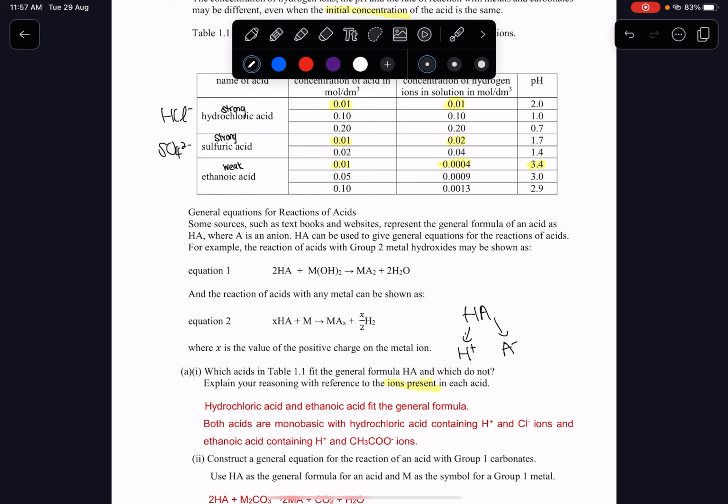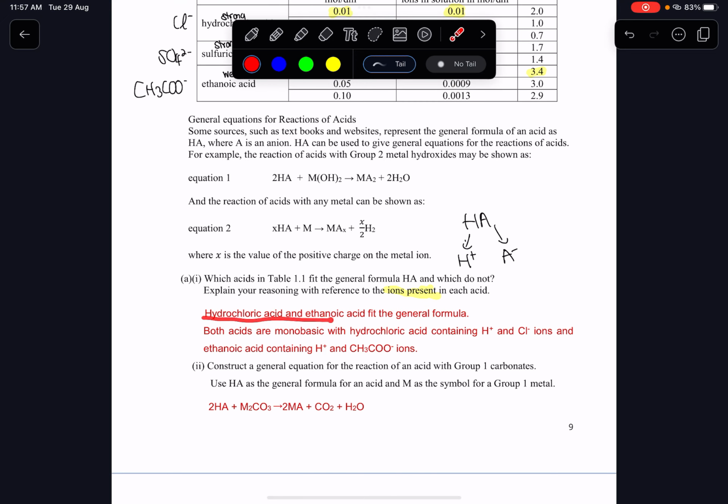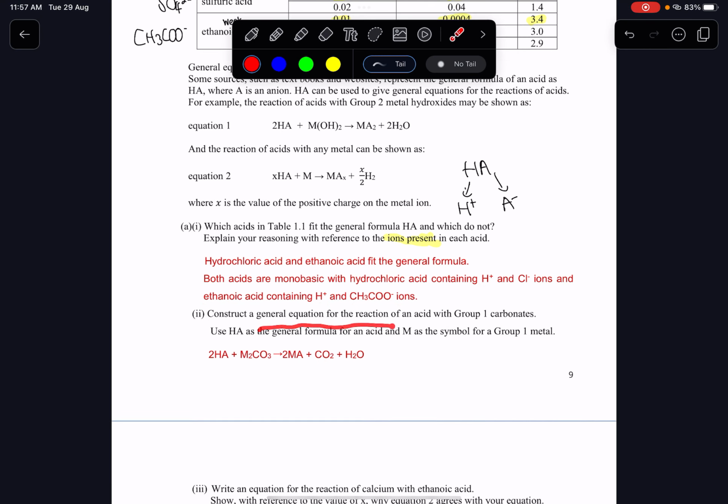I can use ethanoic acid and hydrochloric acid, which will give me CH3COO- and Cl- ions respectively. So only hydrochloric acid and ethanoic acid fit. They are both monobasic, with hydrochloric acid containing H+ and Cl- ions, and ethanoic acid containing H+ and CH3COO- ions.